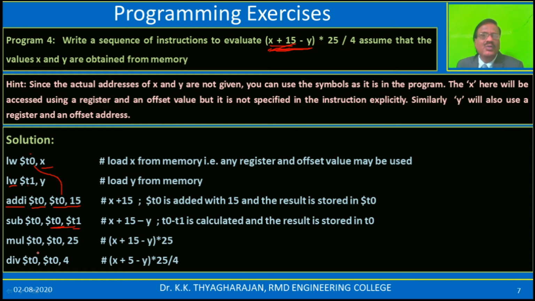Now you have to multiply this $t0 by 25. So use the multiplication instruction: multiply $t0, comma $t0, comma 25. So $t0 will be multiplied with 25, and the result will be stored in $t0. So now all these things will be over. The result is in $t0. Now that value should be divided by 4. Divide $t0, comma $t0, comma 4. So this complete value will be divided by 4, and the result will be stored in $t0.